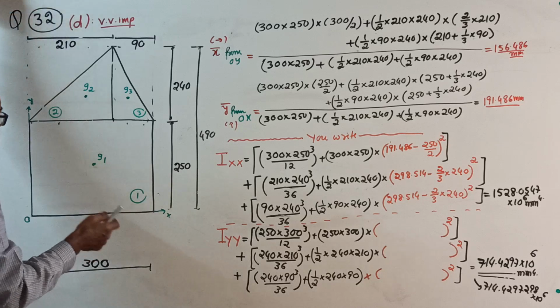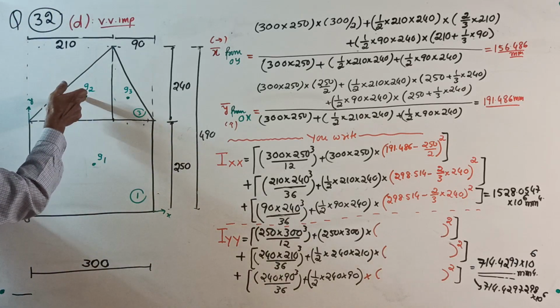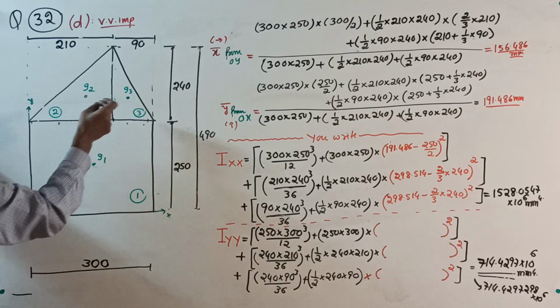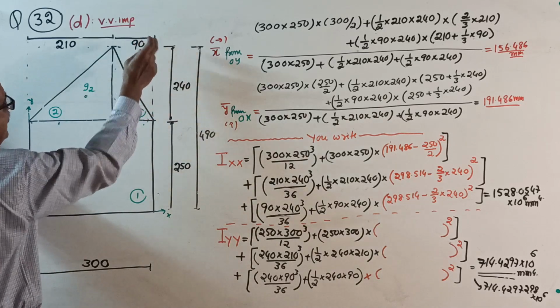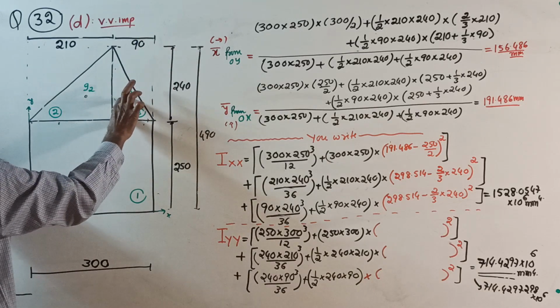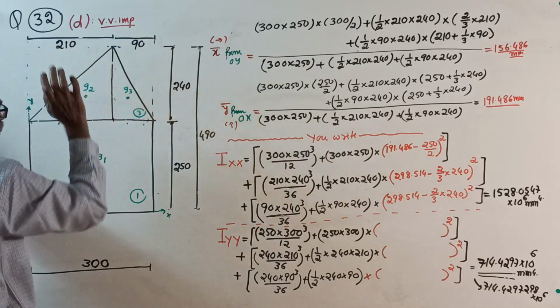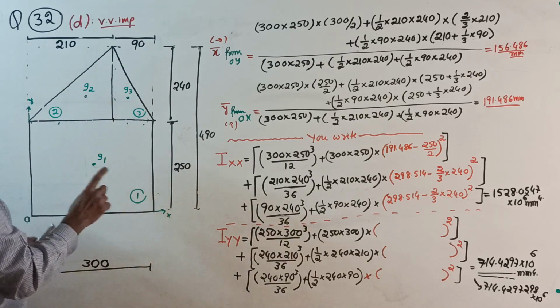I should not explain now. See, G1, G2, G3. Once again I will tell you: 2/3, 1/3 of 210, 1/3 and 2/3 of 90. Both are 1/3 of 240, 2/3 of 240. This is, I don't have to tell, midpoint. Start. Area I won't explain.